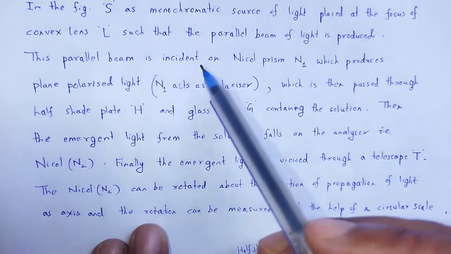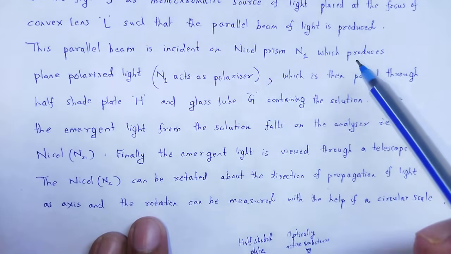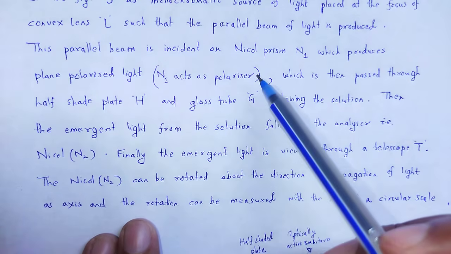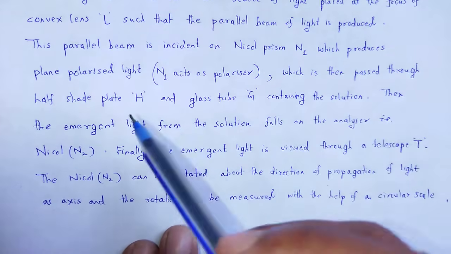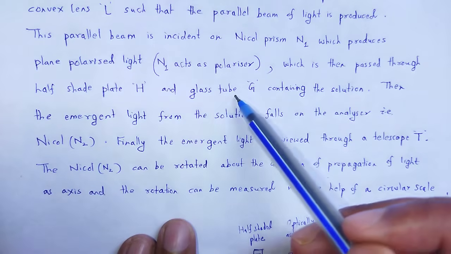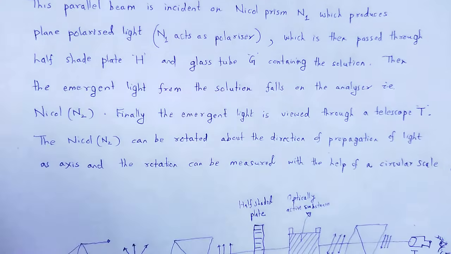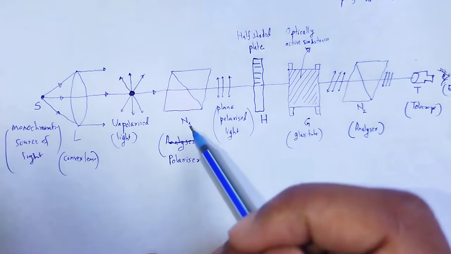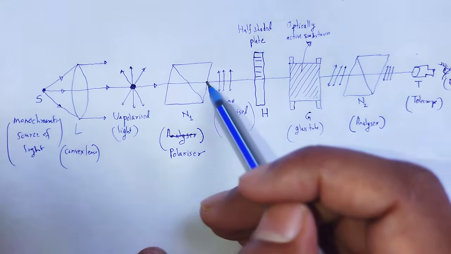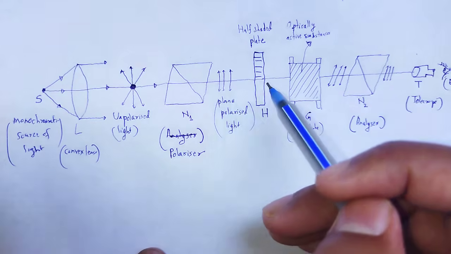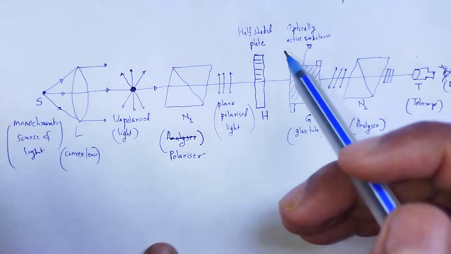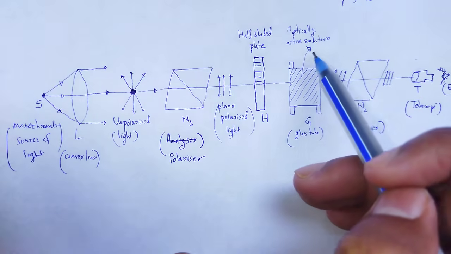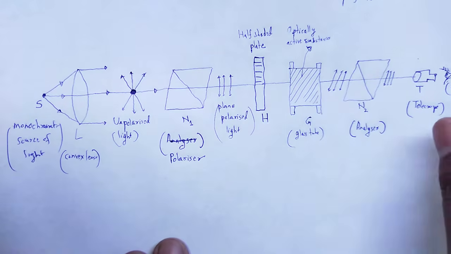This parallel beam is incident on nickel prism N1, which produces plane polarized light; as we say, N1 acts as a polarizer. Unpolarized light passes through nickel prism N1, and after that we see plane polarized light. That plane polarized light now passes to the half shade plate and again through a glass tube where optically active substances are present.